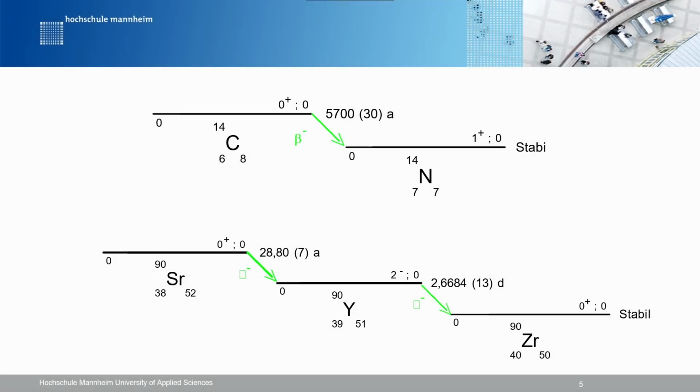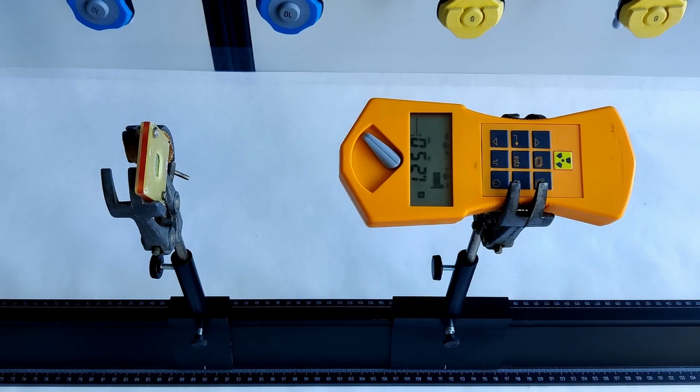With our Gamma Scout, we will measure two pure beta emitters. This means neither of the radionuclides has a gamma emission. We will demonstrate measurements with the low-energy carbon-14 and of strontium-90 in equilibrium with its high-energy beta-emitting daughter, yttrium-90.